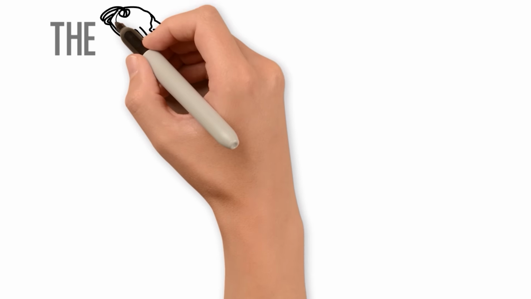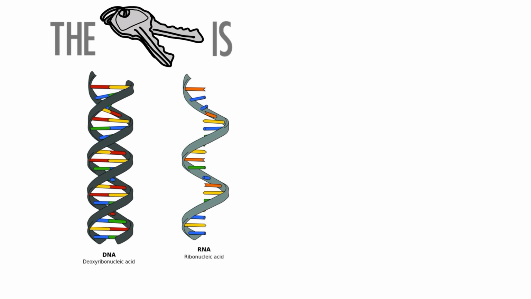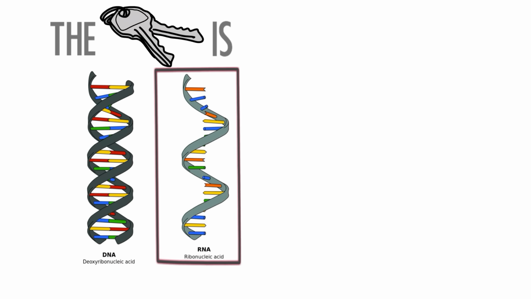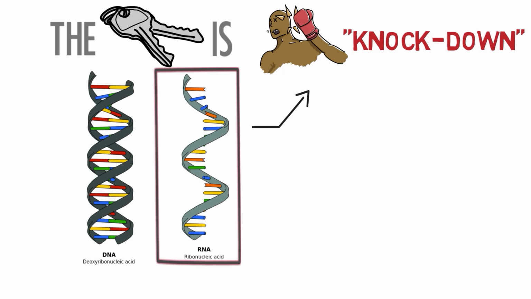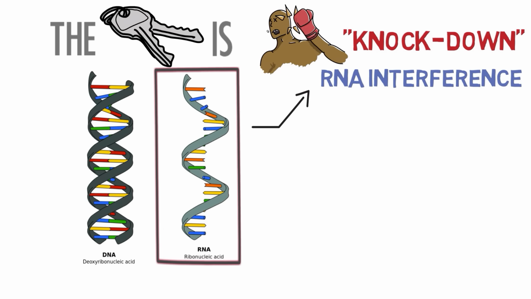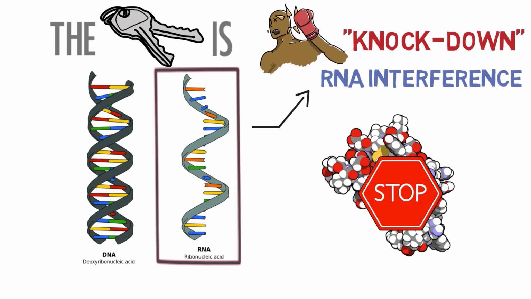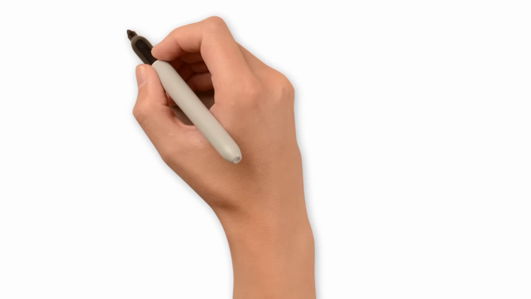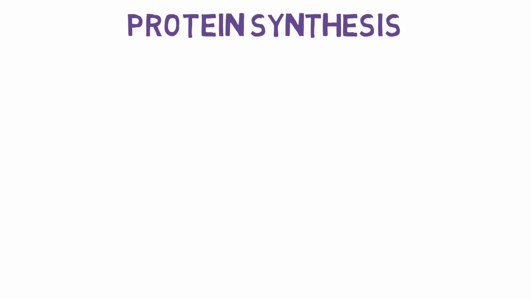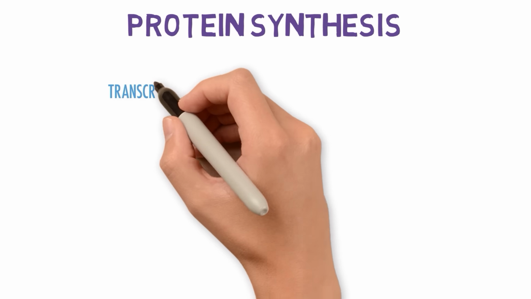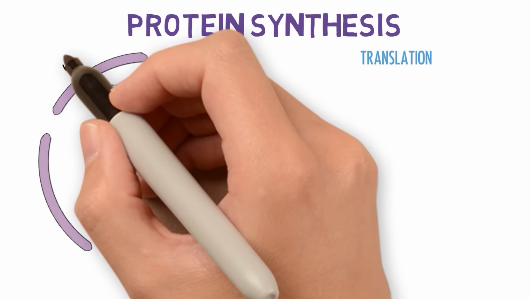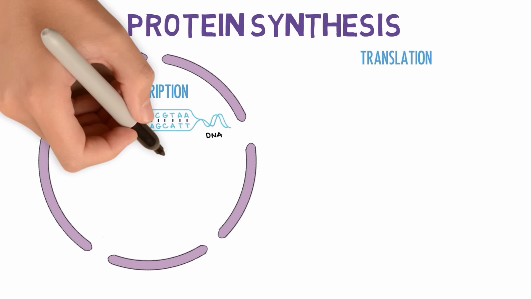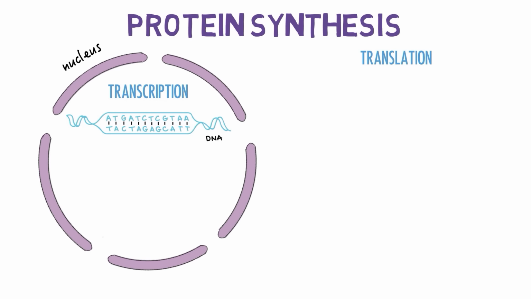The key lies not in what we all know as DNA, but a very similar molecule known as RNA. The knockdown phenomenon I described is called RNA interference, or RNAi, which is very important because it stops proteins from being made. To understand this, here's a little overview of protein synthesis, the two-step process of transcription and translation of creating proteins. DNA, which contains the genetic code for proteins, is unable to leave the nucleus.